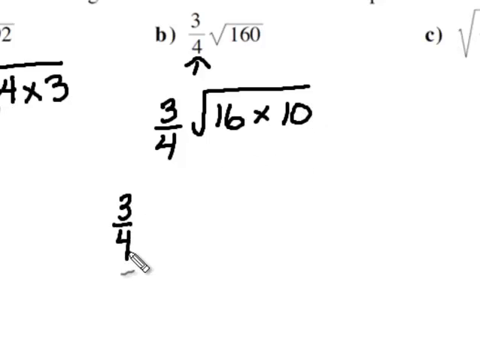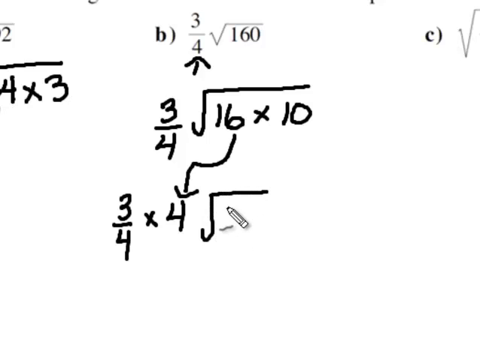So 3/4 will always be outside. And then I'll pull out the square root of 16, which is 4. So 3/4 times 4 becomes my coefficient, and 10 is underneath. Now you can simplify 3/4 times 4 on your calculator, or if you remember your fractions, the 4's just cancel out, leaving me 3 root 10.